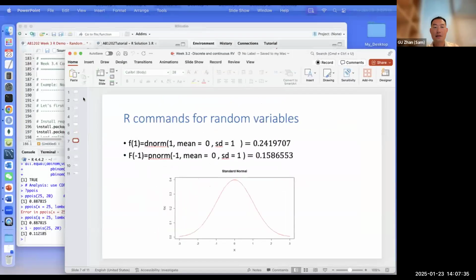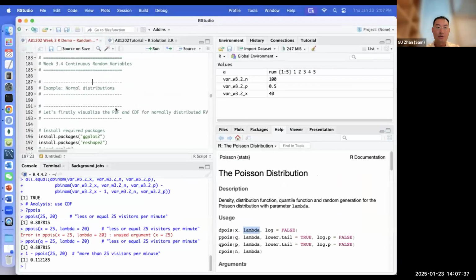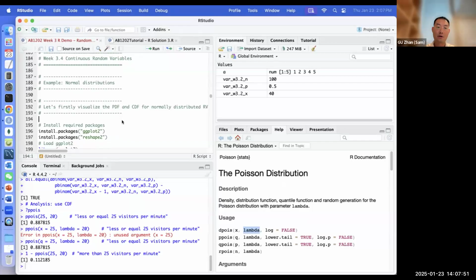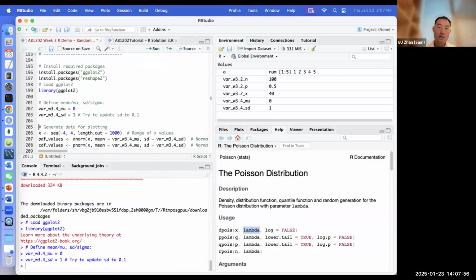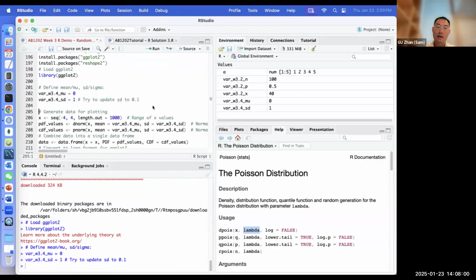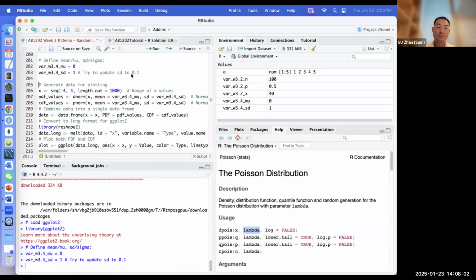Okay, let's have a look at the normal distribution. Let's first visualize the PDF and the CDF for a normally distributed random variable. Probability density function is for a continuous variable, while probability mass function is for a discrete variable. We're installing some packages if you haven't done so. We're saying that mu equals 0, standard deviation 1, so it is a standard normal with 0 mean and unit variance.